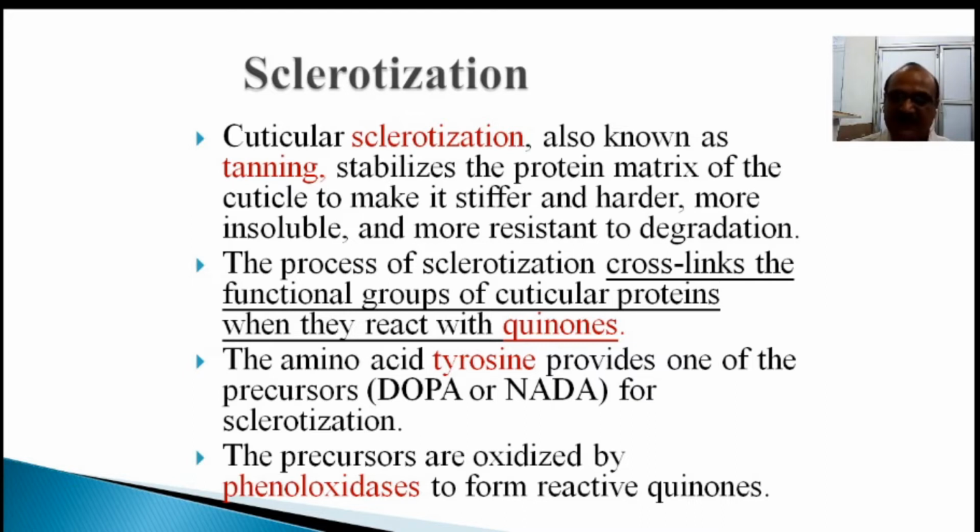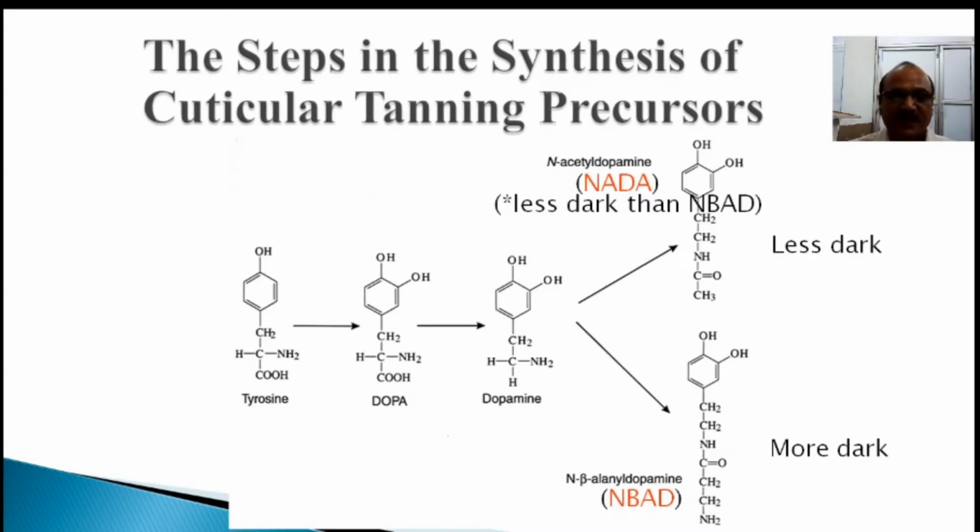The character of the tanned cuticle is determined by the various tanning precursors. Cuticles which contain a high concentration of N-acetyl dopamine give a less dark color than those which contain N-beta-alanine dopamine, which give a darker color. Darkening of the cuticle otherwise occurs when some of the dopamine is channeled into the pathway of melanin production.